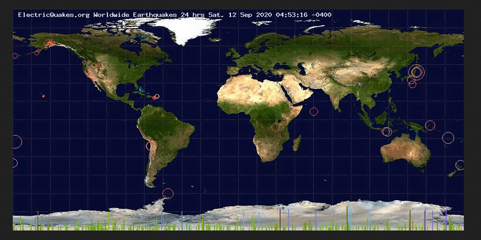And then you have a title here that tells you what the image is, and these are worldwide earthquakes, the earthquakes that occurred over the past 24 hours, as of Saturday the 12th of September 2020 at 0400, using the time zone 04, which is Eastern Standard Time, I believe.